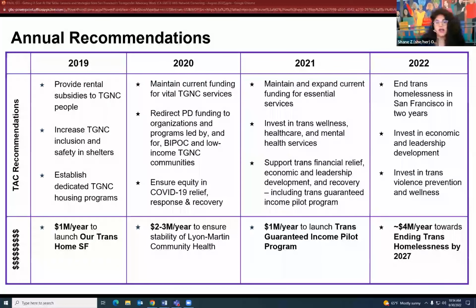So you'll see here how this timeline works. We really try to focus in on 3 recommendations and speak to our experiences, share data as to why this is important. And over the timeline, we've been able to make some major achievements. Next slide, please.